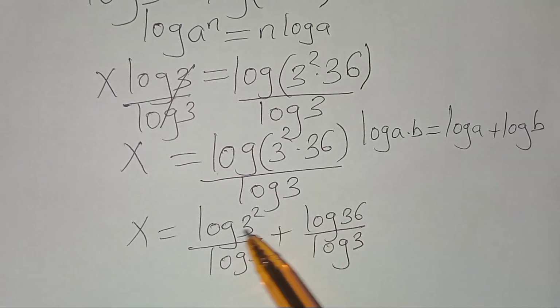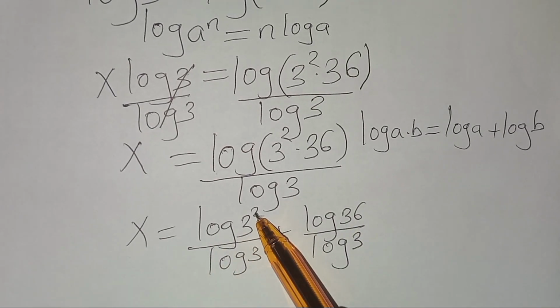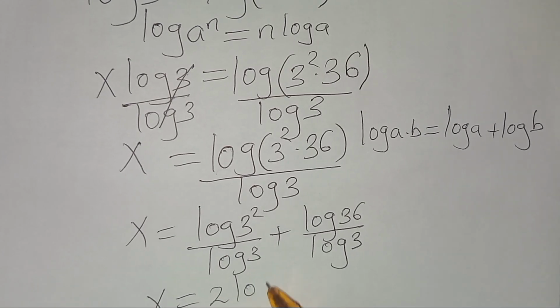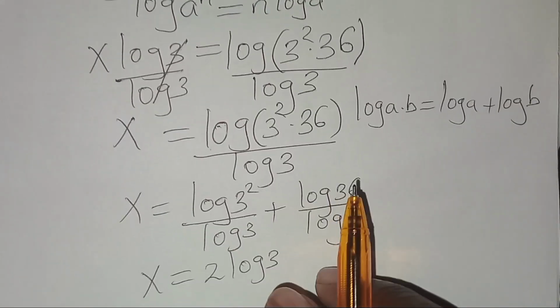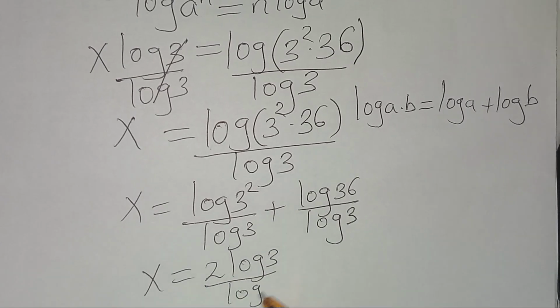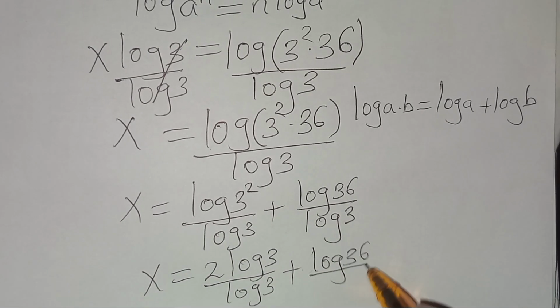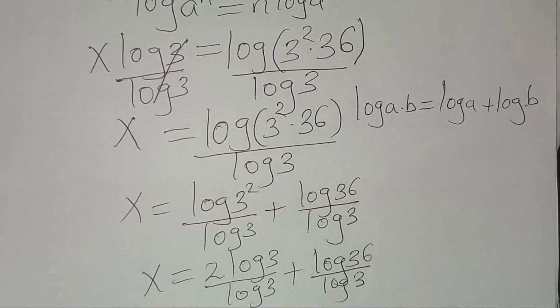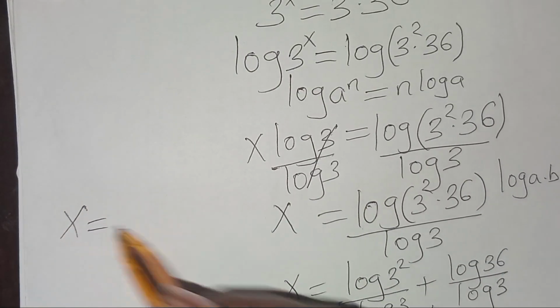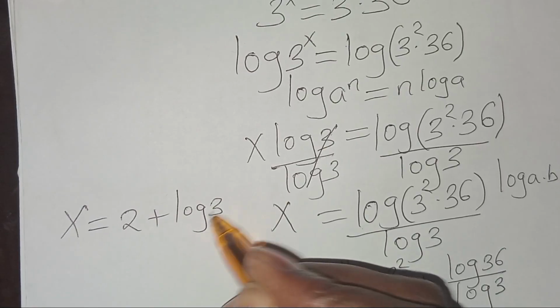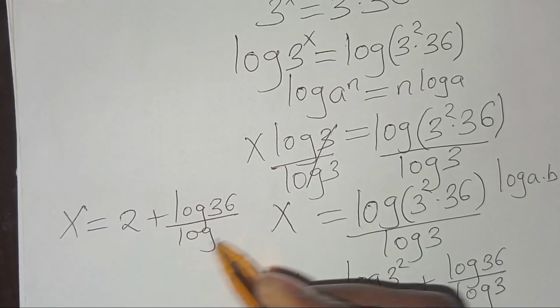Now, from what we have here, log 3 to the power 2, applying the power rule, becomes 2 log 3, divided by log 3, plus log 36 divided by log 3. So let's simplify here so that now you'll have x equal to 2 plus log 36 divided by log 3.